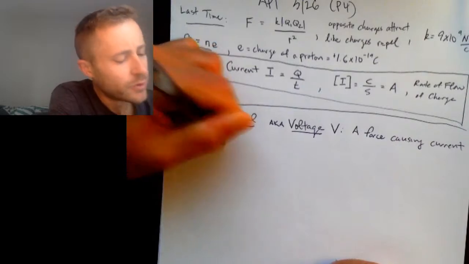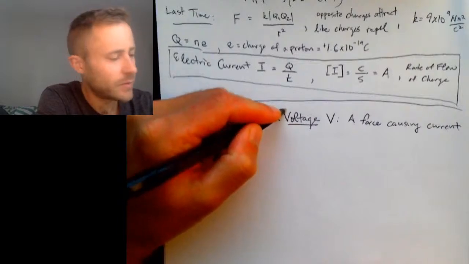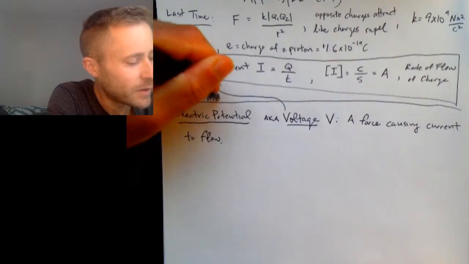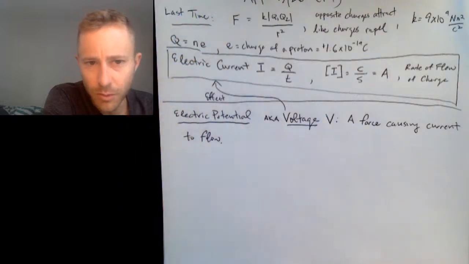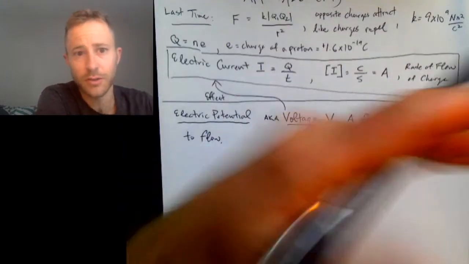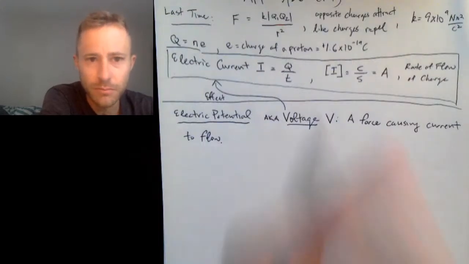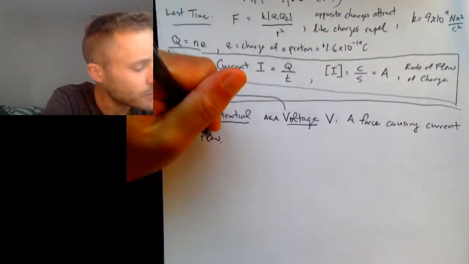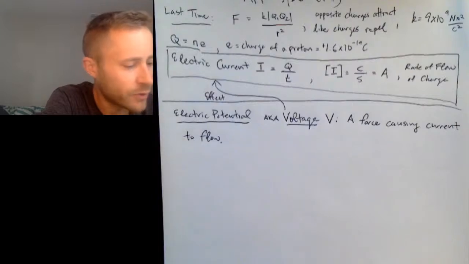Okay, so you could think about voltage as the cause and electric current as the effect. So if you have no voltage, no current will flow. Current won't just flow spontaneously. There needs to be a voltage in order to have current flow. So yeah, the voltage is the cause.